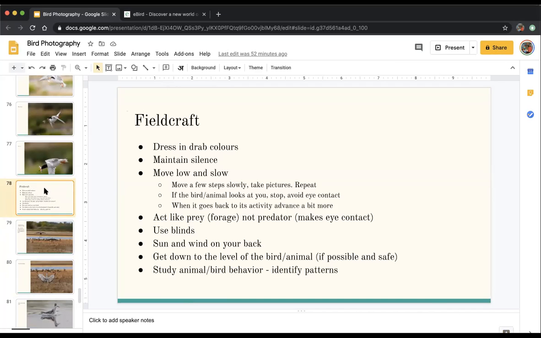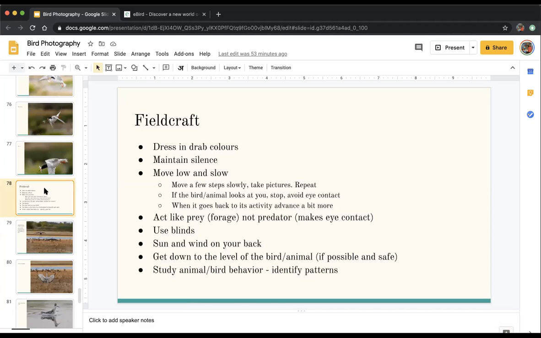So a little bit of field craft for going out: don't wear bright colors. You don't have to wear camouflage, but just wear some simple colors, drab colors, pastel shades, grays.